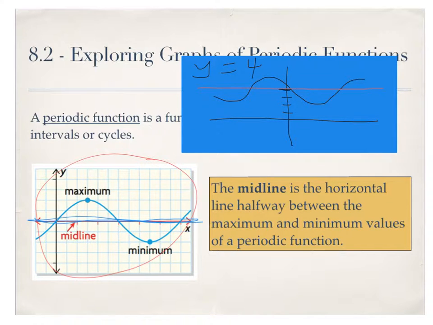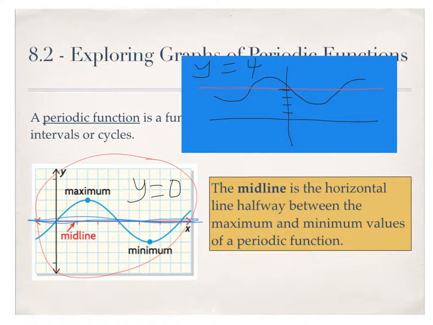Here I would say the midline is y equals 0 because it's right on the x-axis, which is the same as y equals 0. So remember, it's y equals because we're talking about a height, okay? It's a height of 4, and y always represents height. So that's midline. It's just the middle between the maximum and the minimum.